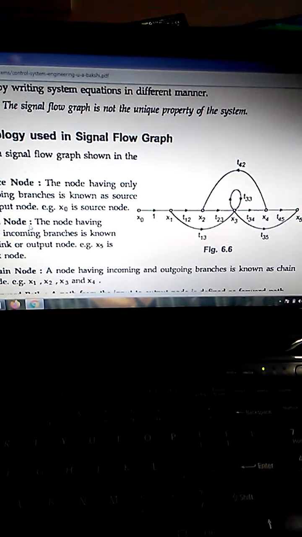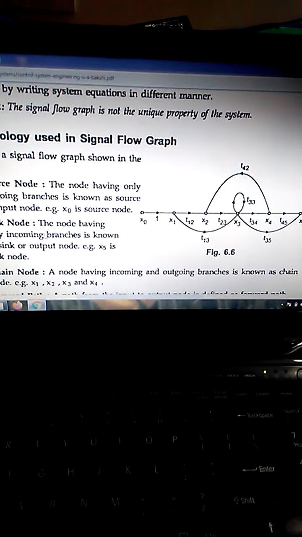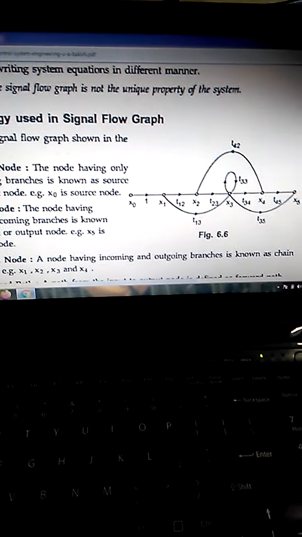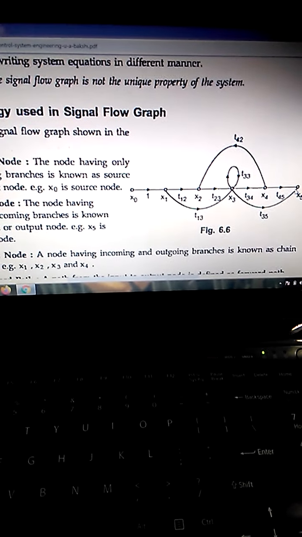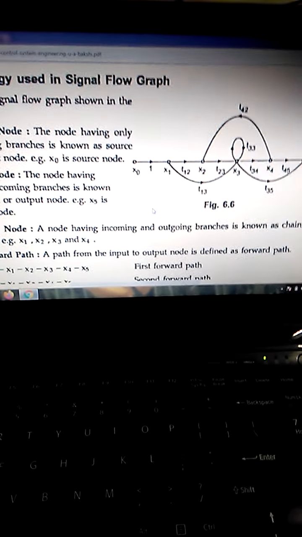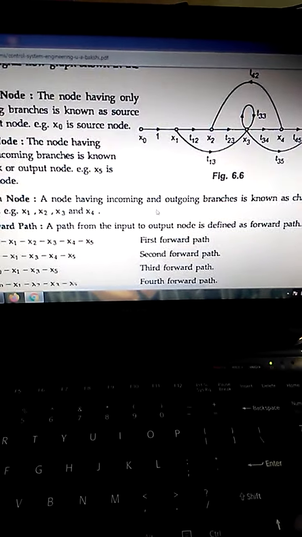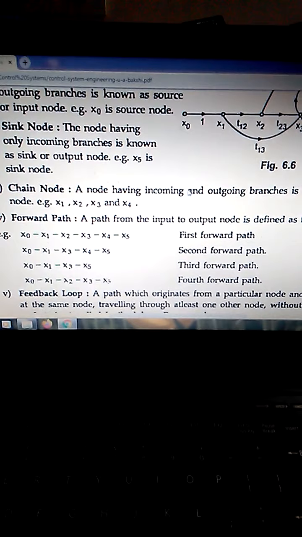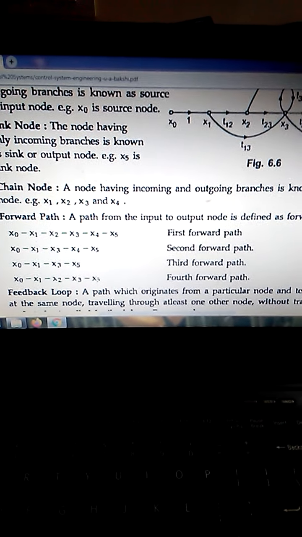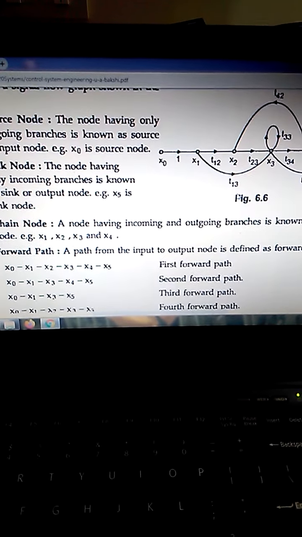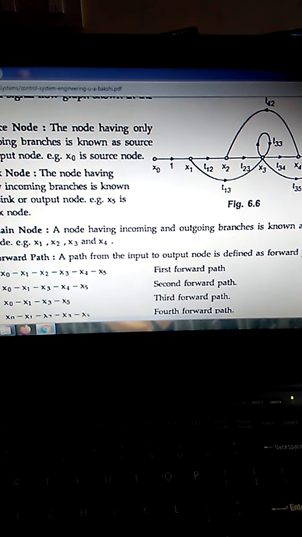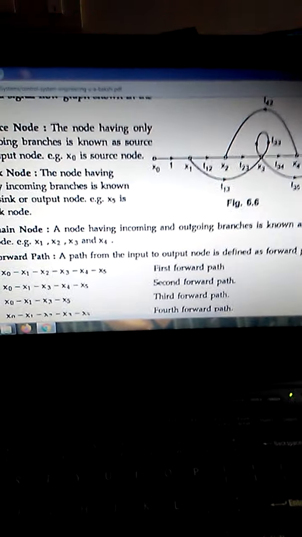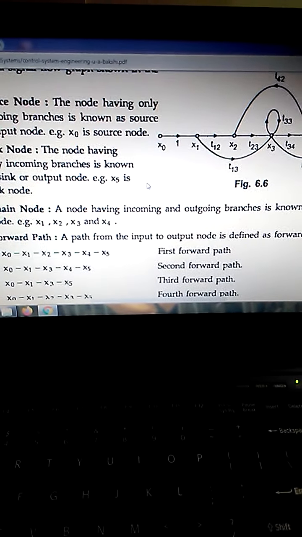Next one is sink node. Sink node means it's a node having only incoming branches. So x5 is the only node which receives only incoming branches. Next one is chain node. Chain node means it's a node having both incoming and outgoing branches. Between x0 and x5 we can find nodes like x1, x2, x3 and x4. These act as chain nodes.